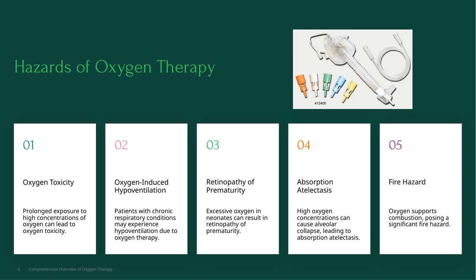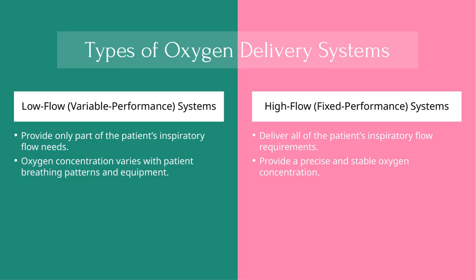Understanding these risks helps us use oxygen therapy safely and effectively, aligning with our goal of providing optimal patient care while minimizing potential complications. Let's take a closer look at how oxygen therapy can be tailored to meet patient needs. When providing oxygen, we generally fall into two categories: systems that only supply part of the patient's inspiratory flow and those that meet all of it.